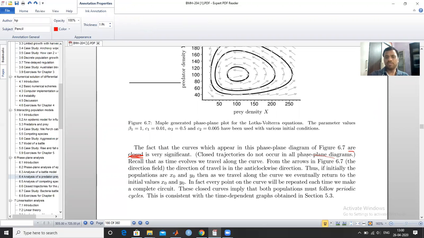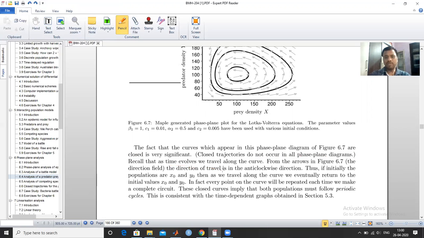We have already seen two models, and there were different types of trajectories. They were not closed. But in the first example, in which we discussed dx over dt equal to, I think, minus x, and dy over dt equal to y, that also represents closed trajectories. But that was an arbitrary example. So we can see as time evolves, we travel along these curves.